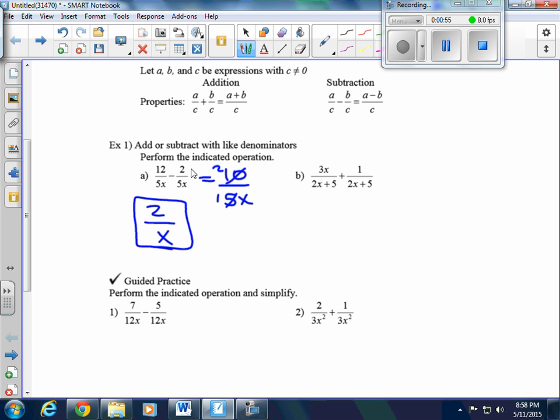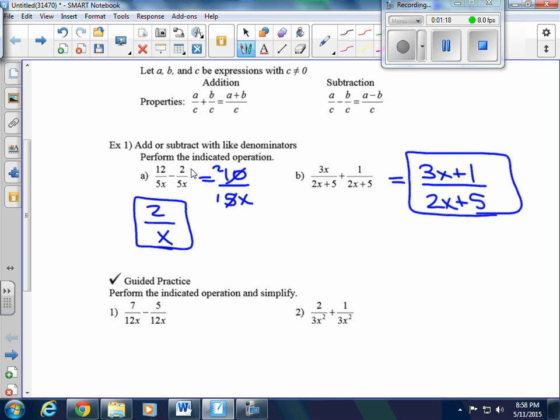Same thing is true for b. We already have a common denominator, so you just add your numerators. Well, we have 3x plus 1. Well, we can't do anything with those two because they're not like terms. So it's going to be 3x plus 1 over 2x plus 5. And that also does not reduce anymore.